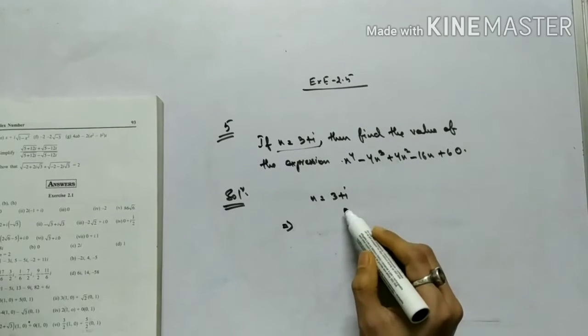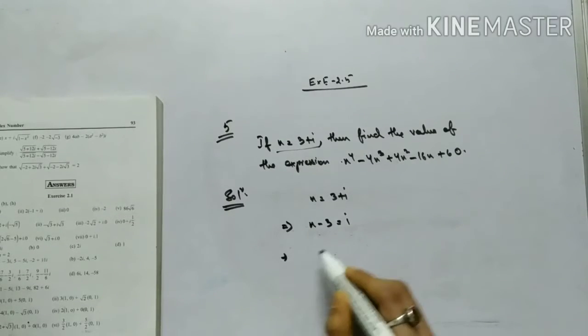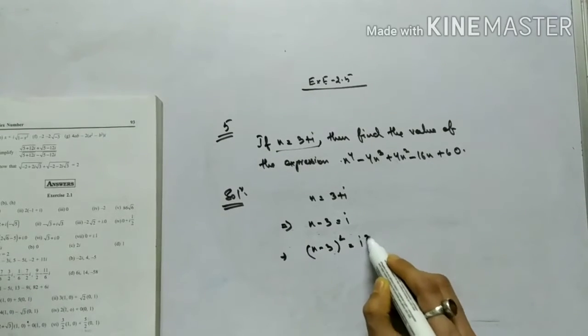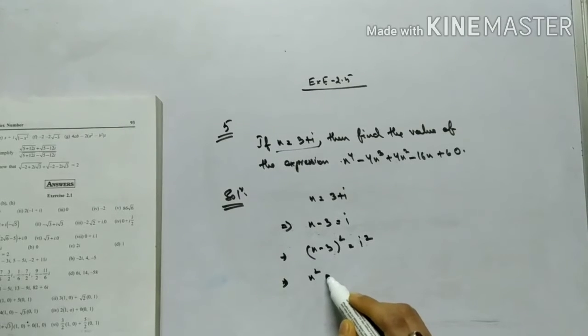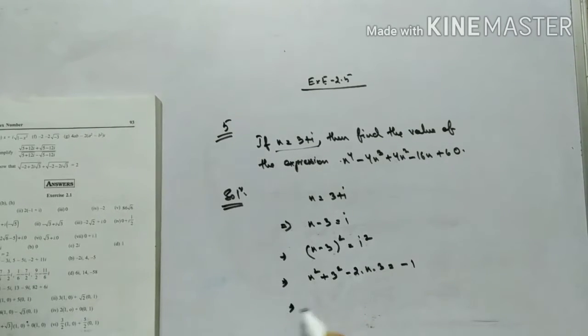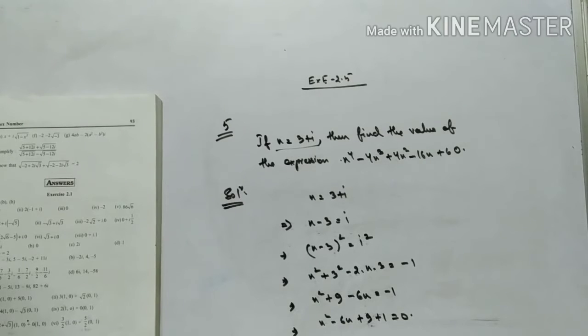So in here, if I bring 3 this side, I will get x minus 3 is equal to i. Now squaring both sides, x minus 3 the whole square is equal to i square. This is x square plus 3 square minus 2 into x into 3 is equal to minus 1. x square plus 9 minus 6x minus 1. x square minus 6x plus 9 plus 1 is equal to 0. So x square minus 6x plus 10 is equal to 0.